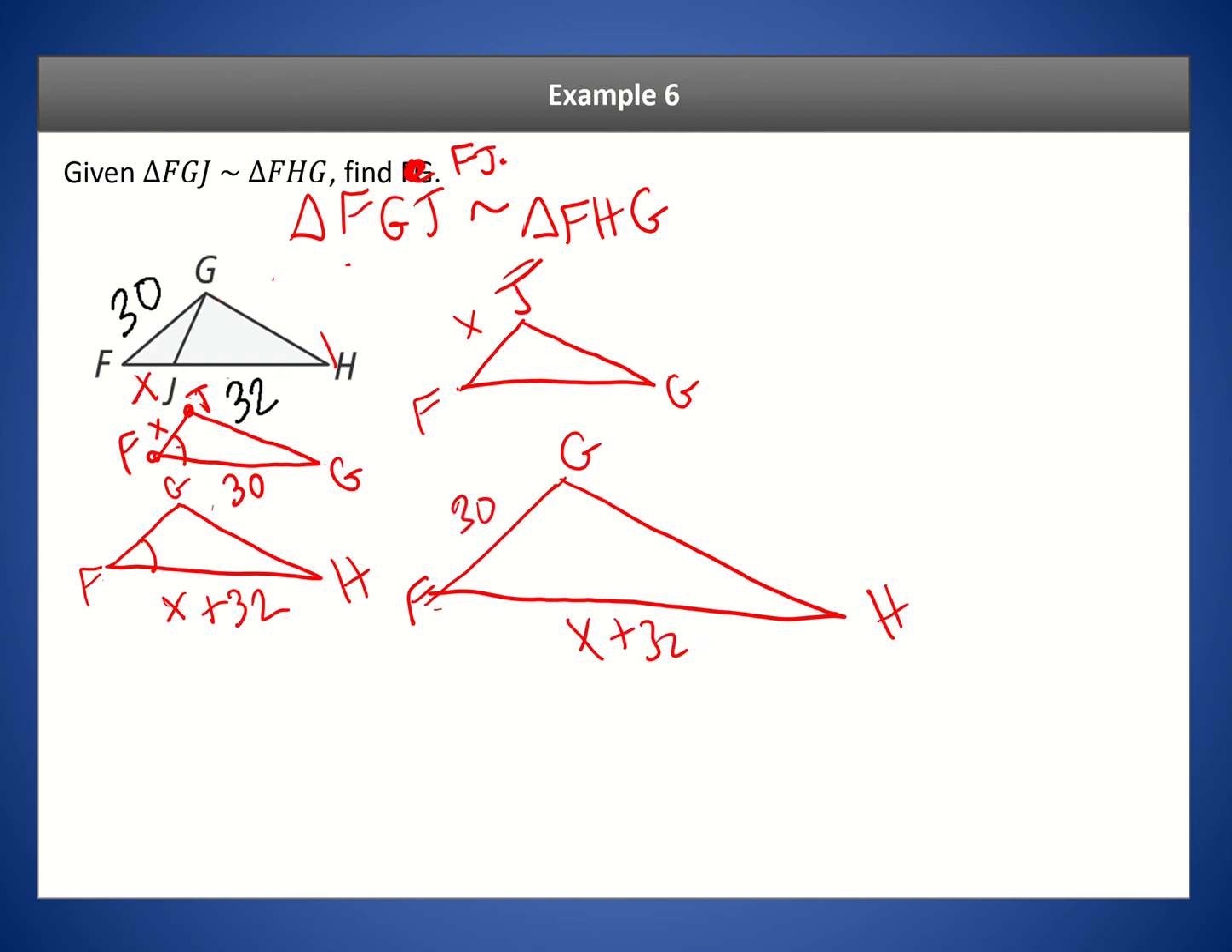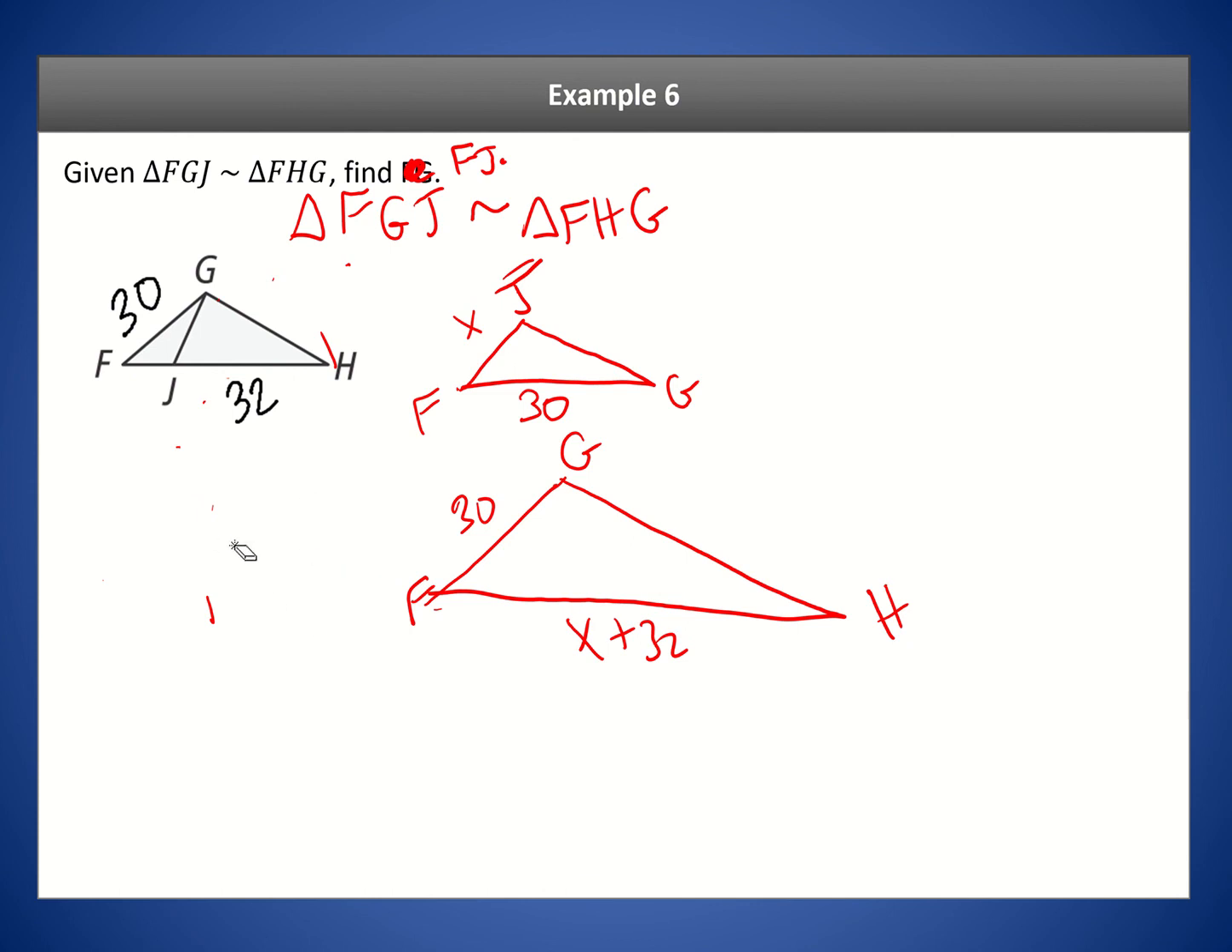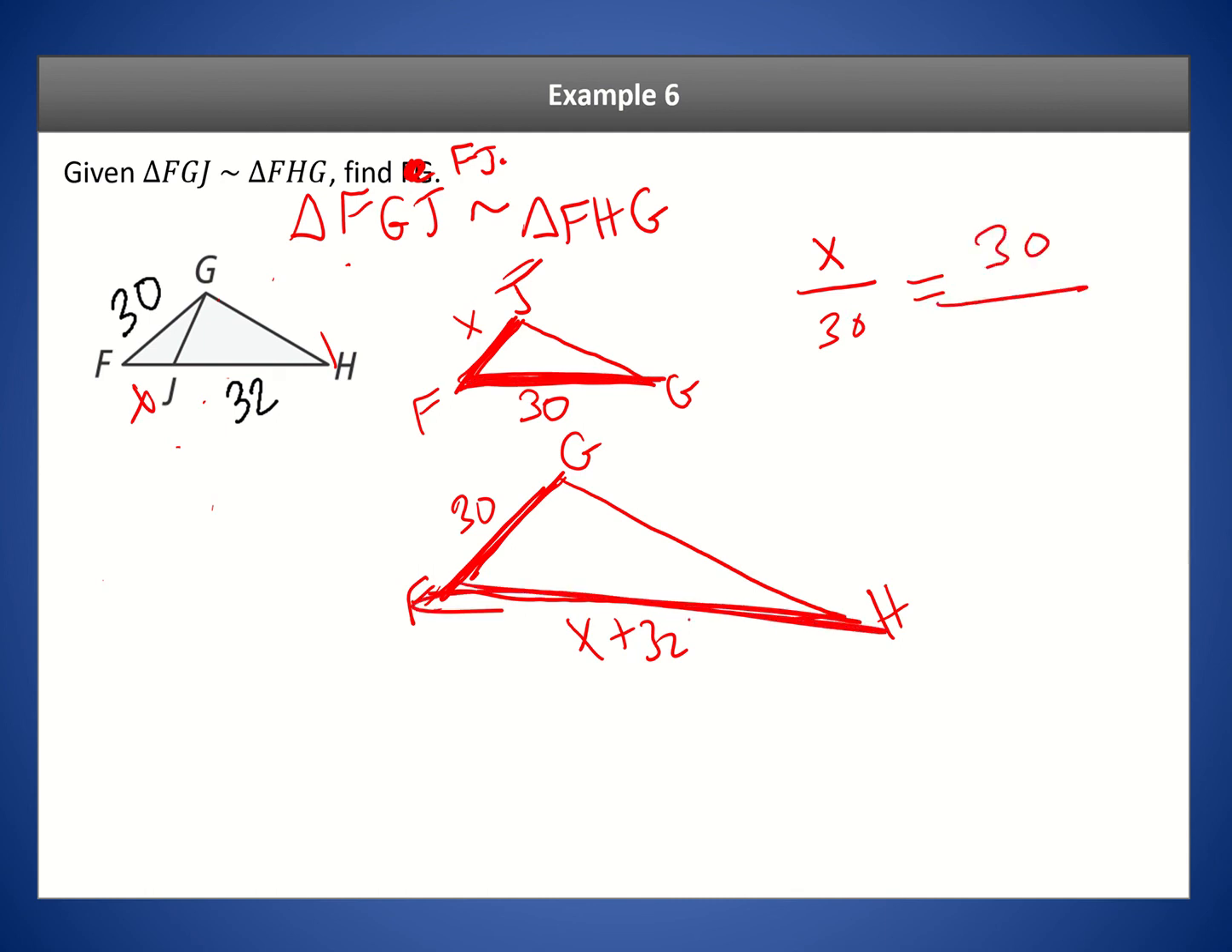This is 30, and then that's x here. And this is 30 right here. Okay, so we can set up our proportion. Now I will erase this. So we have here that x, which is this one right here, looks like 30, as this 30 right here looks like x plus 32.